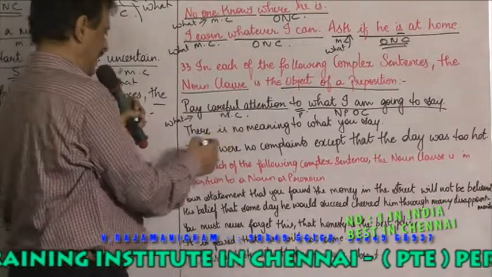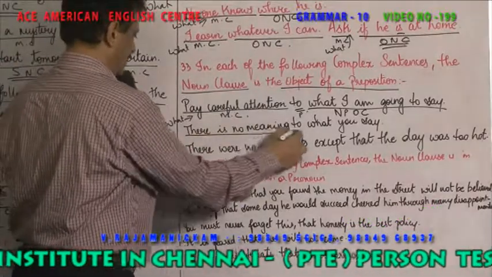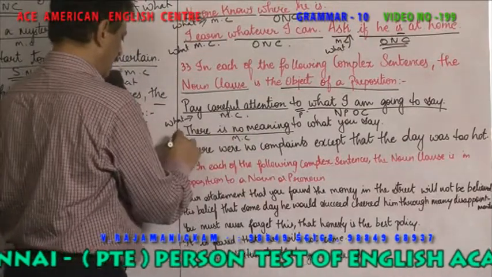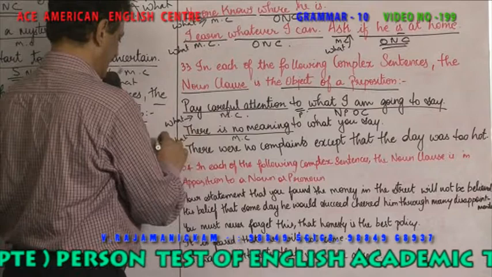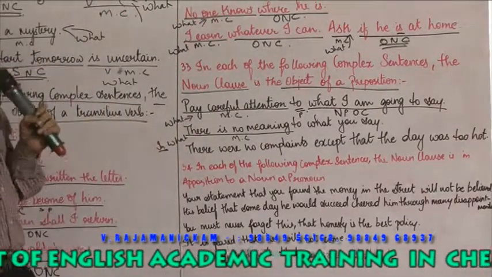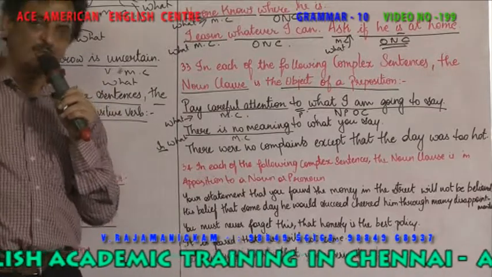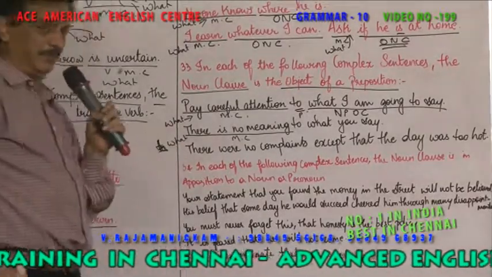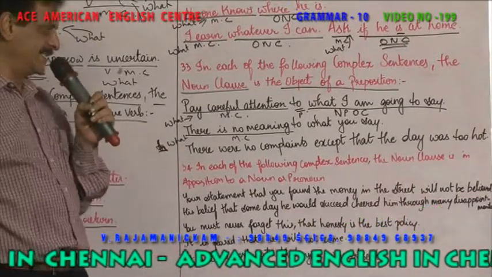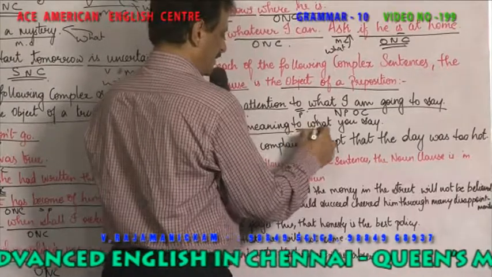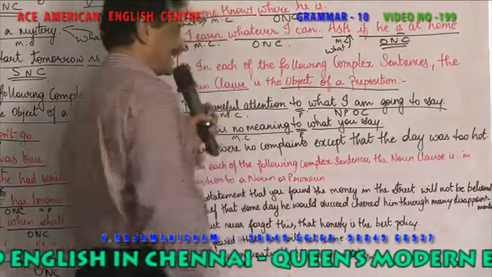There is no meaning. There is no meaning is a full sentence. So it is a main clause. This is a verb. There is no meaning. In what? Right? You are asking, see, in what? There is no meaning to what? You ask a question, to what? Only when you ask with a preposition question, you get a prepositional answer. To what you say? To is a preposition. After that, the clause comes.